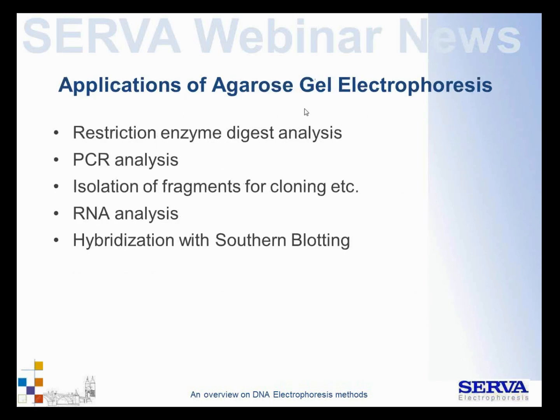The most common applications of agarose gel electrophoresis are restriction enzyme digest analysis, then PCR analysis, isolation of fragments for cloning and others, and RNA analysis and hybridization with Southern blotting. With Southern blotting, you are transferring the separated bands with the help of capillary forces onto a nitrocellulose membrane, and then you can perform hybridization with the DNA you are looking for.